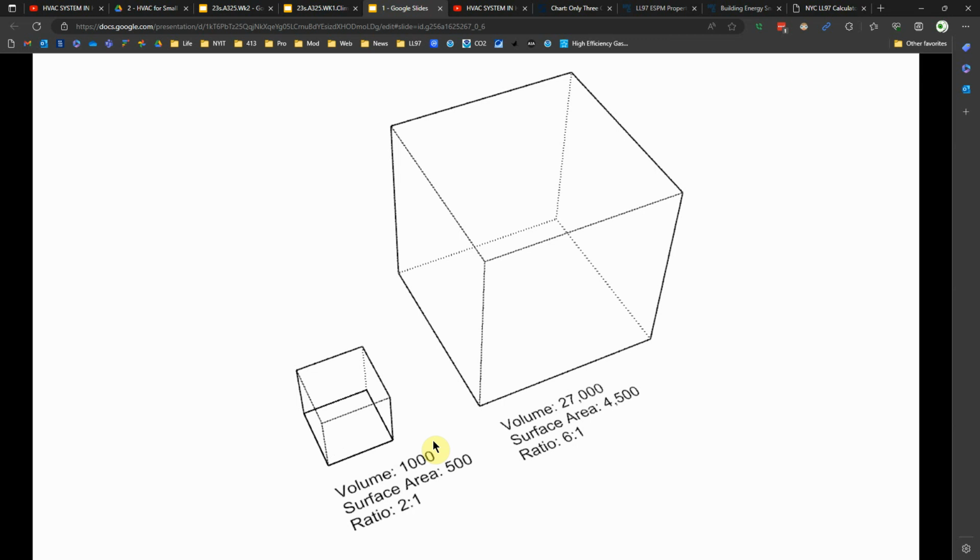Its volume is 27,000 now, where the other one was 1,000, and the surface area is 4,500 to 500. So the ratio in the first was 2 to 1 volume to surface area, and the second 6 to 1. So now we have much less of an effect of our building envelope on the performance of this building, on the amount of heat that's moving through the building. So that's a huge thing.